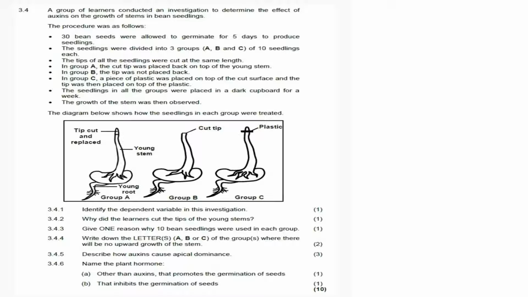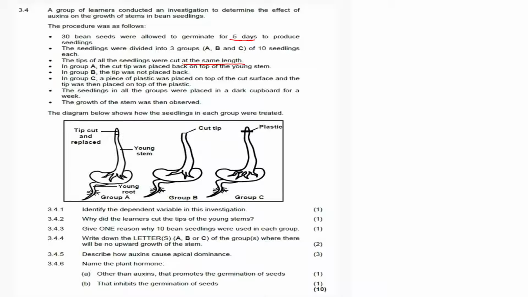The procedure was as follows: 30 bean seeds were allowed to germinate for 5 days to produce seedlings. The seedlings were divided into 3 groups, A, B, and C, of 10 seedlings each. Now the tips of all the seedlings were cut at the same length.